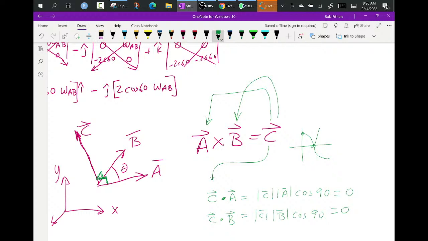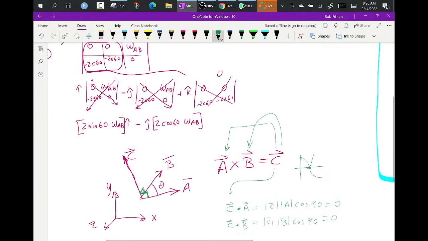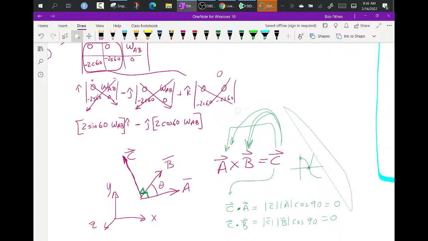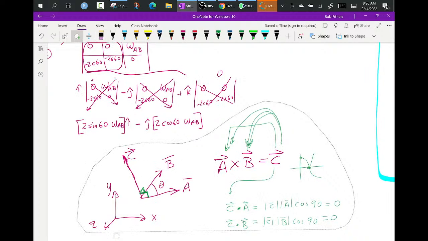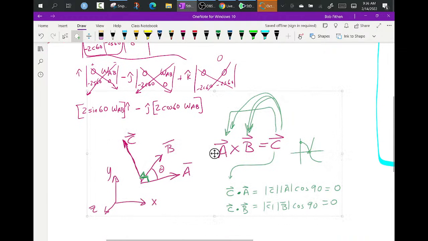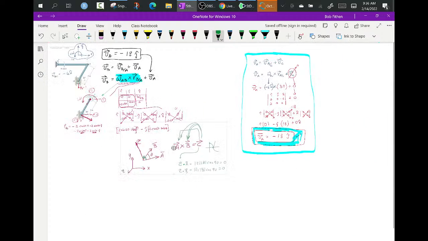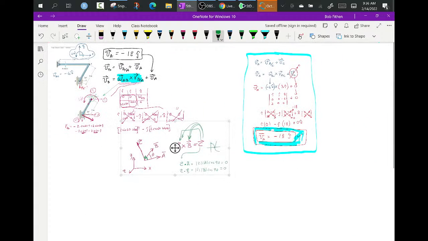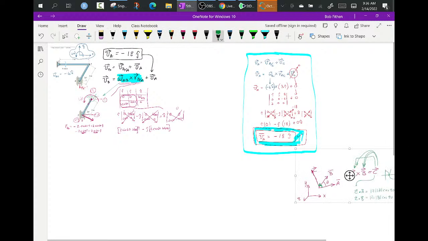Now, if you take the result of a cross product and dot it with either one or both of the vectors that created it, it will give you a value of 0. Now let's use that as a check. I'll move this to the side in case I need to reference it later.